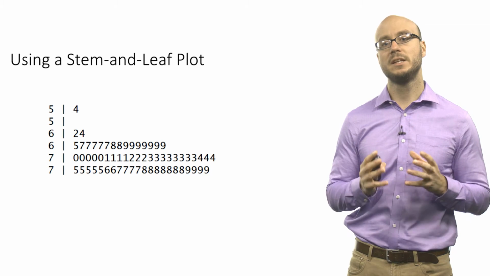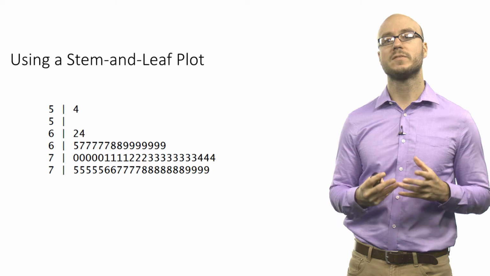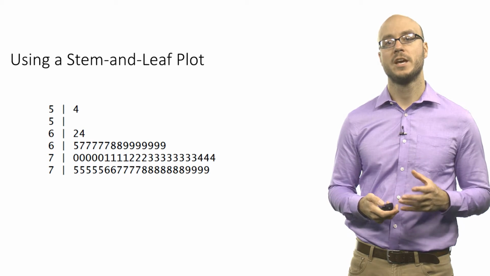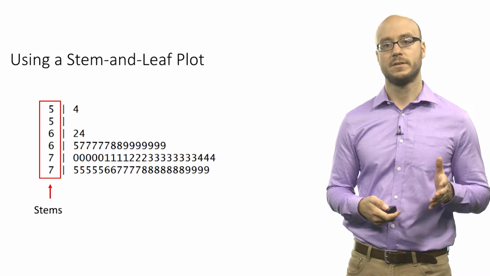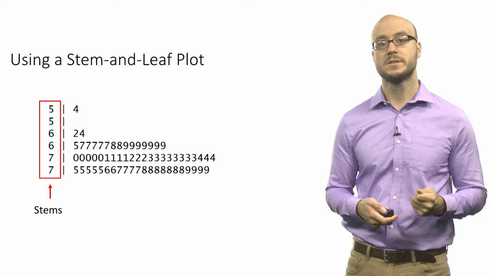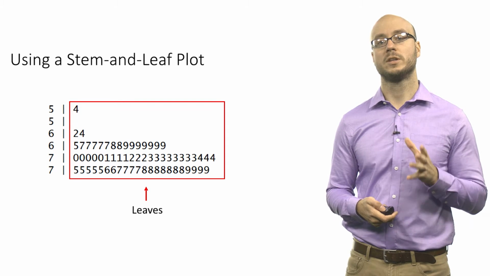So here's a stem and leaf plot for our set of countries. Each observation has its own number. And you can see that there's this vertical bar. The numbers to the left of this vertical bar, those are the stems. And the numbers to the right of this vertical bar, those are called leaves.